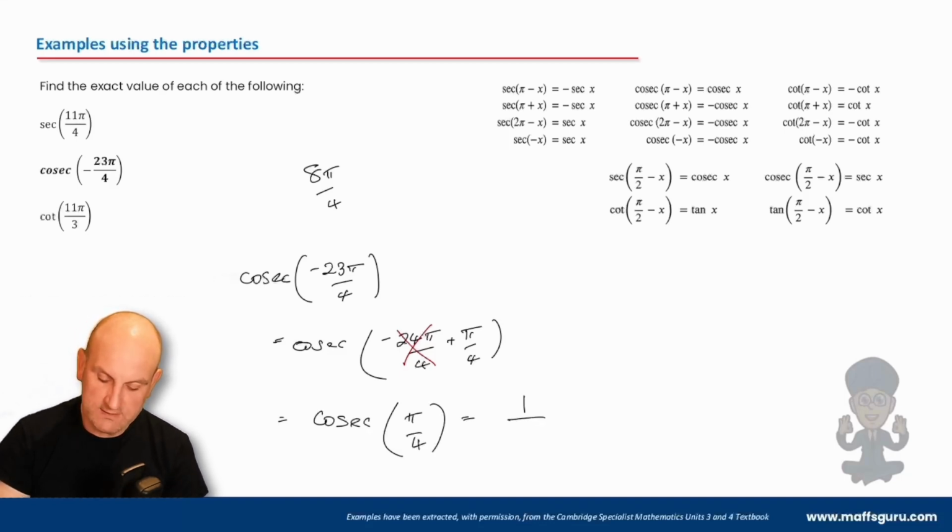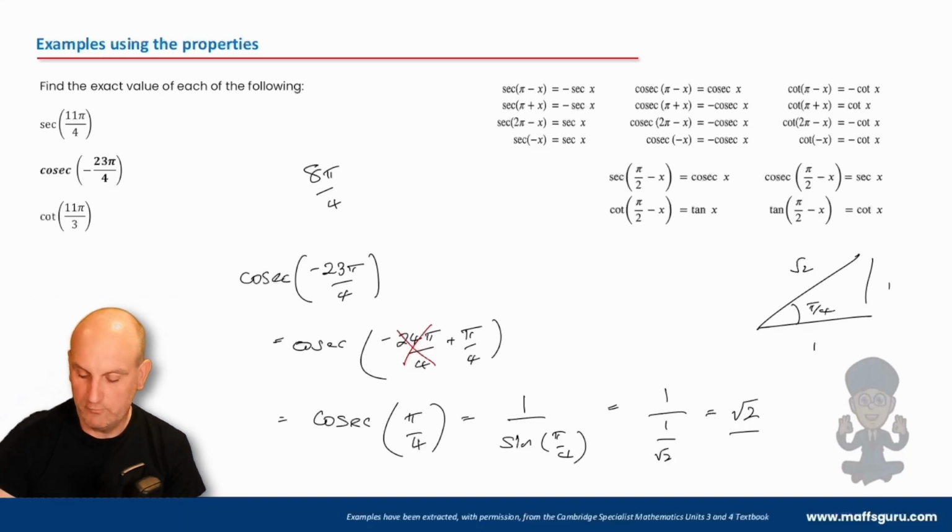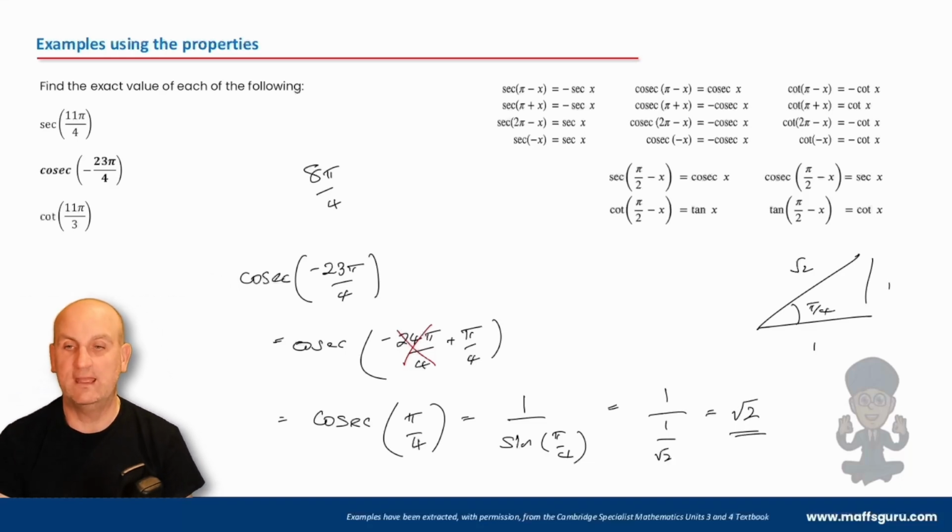That's 1 on the sine of pi on 4. So again, a quick triangle of pi on 4, 1, 1, root 2. The sine of pi on 4 is 1 on root 2. So that is 1 on 1 on root 2, which is basically root 2. And there we go. Once again, a lot of people out there will know the sine of pi on 4, and my advice is to rote learn these if you can. It makes life so much easier. But root 2 is my answer.